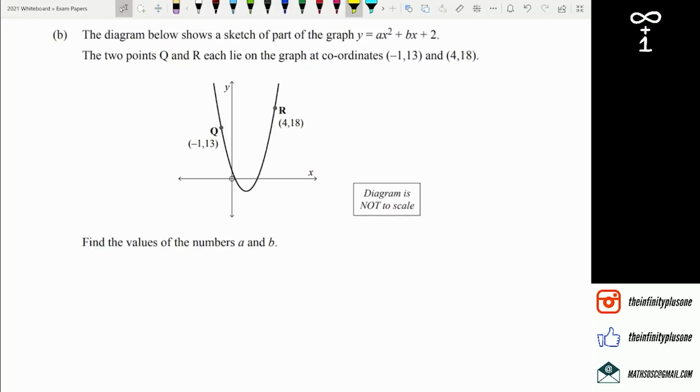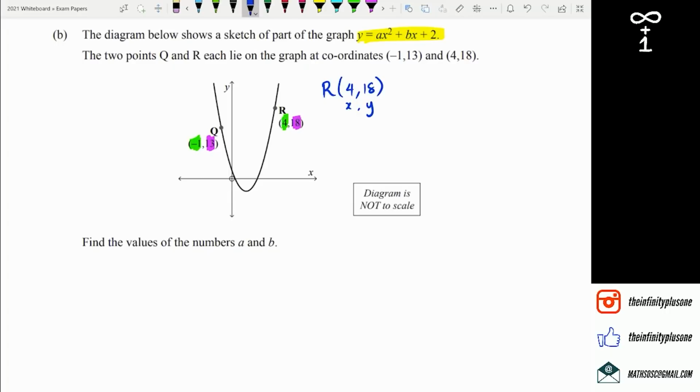If you look at this equation here, we've got ax squared plus bx plus 2. Now, the other thing that's worth noting is we've also been given the points, because remember that we've got 4, we've got -1. These are your x values, and then you've got 18 and 13, which are your y values. So that's just something to remember. Now, if you look at the point r, I'm just going to write these down so you can get a hang of it. The point r is 4 and 18. In other words, that's x and that's y.